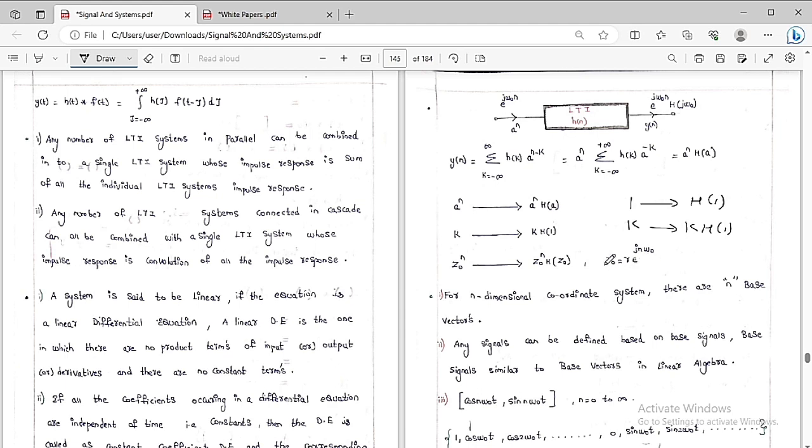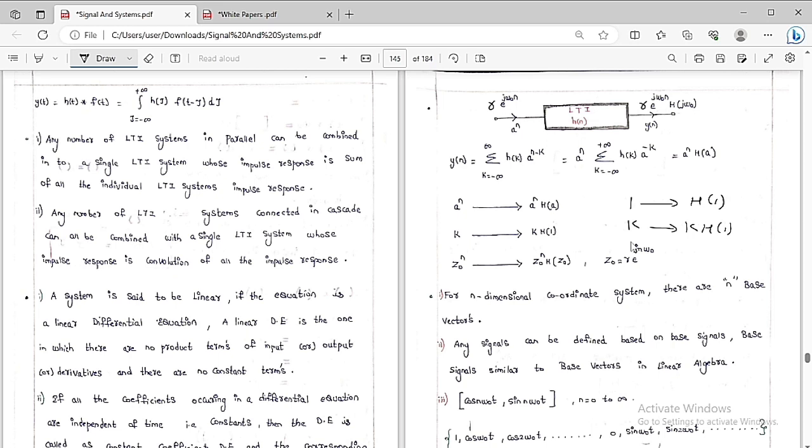Therefore, finally we can say that if a to the power of n is the input, then the output is a to the power of n into h of a. If k is the input, then the output is k into h of 1. If z0 to the power of n is the input, then the output is z0 to the power of n into h of z0, where z0 is equal to r into e to the power of jω naught. So this is a general format. Suppose here you multiply by r, here also multiply by r, here also multiply by r. Like this, generally, this is the format that we are going to say.